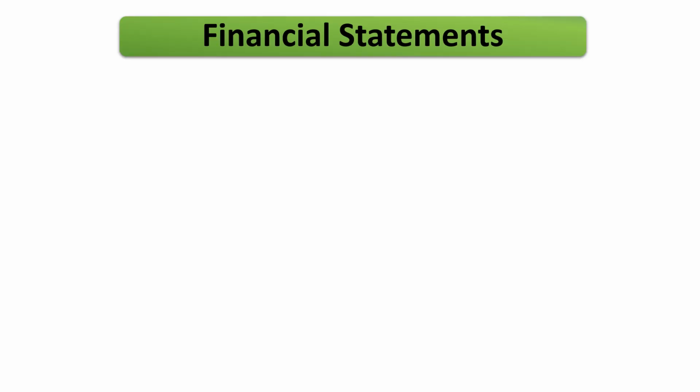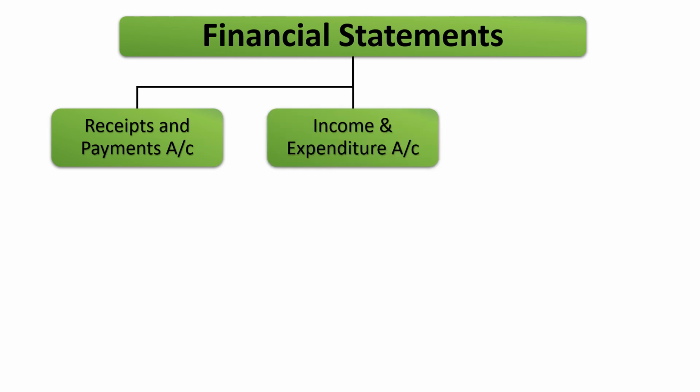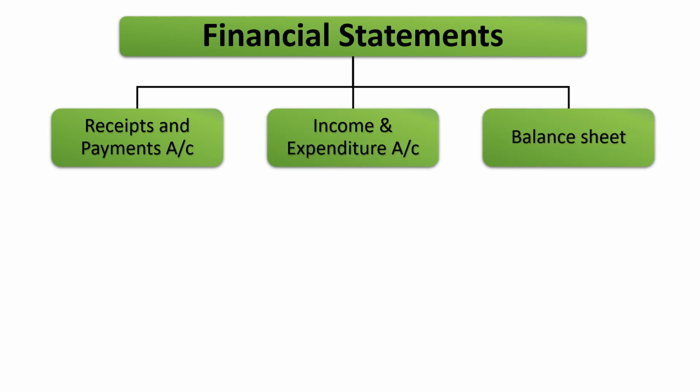Let us start with the accounting for non-profit organizations. The financial statements under non-profit organizations are receipt and payment account, income and expenditure account, and balance sheet. So whenever in a question it is asked to prepare the financial statements of the non-profit organization, you need to prepare receipt and payment account, income and expenditure account, and balance sheet.